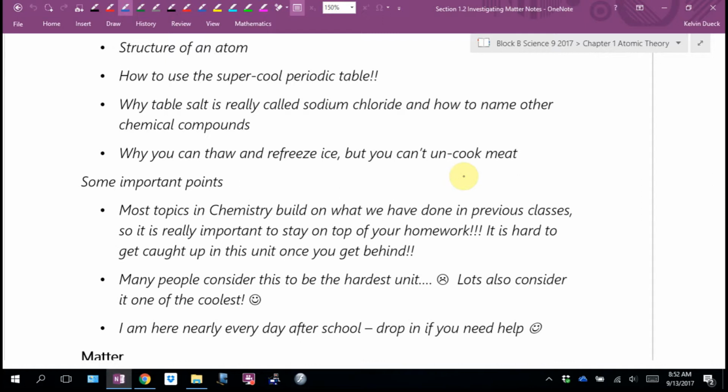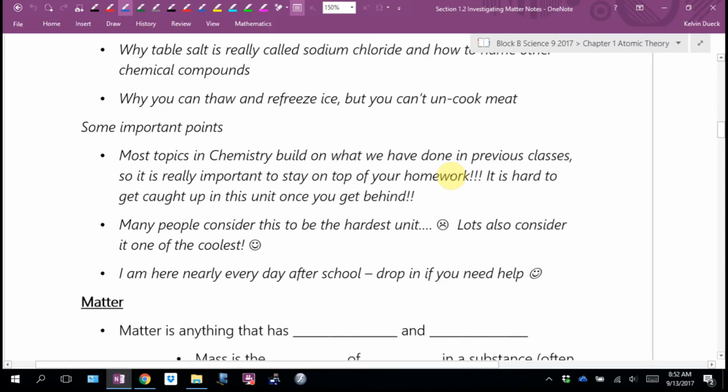Some important points. Most of the topics here are going to build on stuff we've done the day before. So I did my homework rant before, but it's really important that you try and stay on top of your homework. Don't get too far behind. Okay? Even though I'm not taking marks off for being late, I'll keep you going.